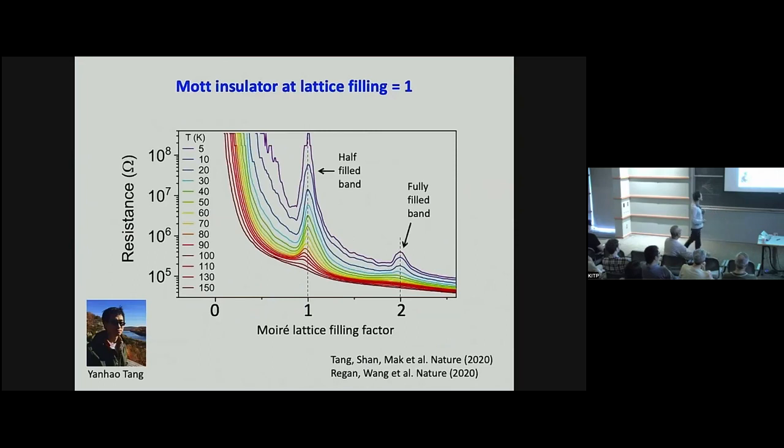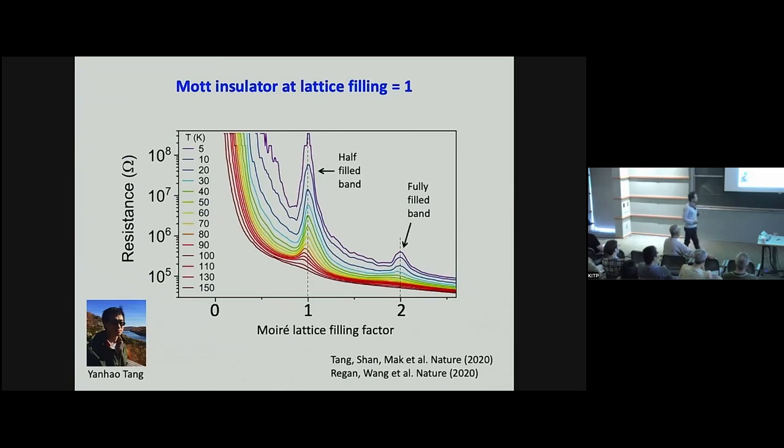And indeed, this is our first experiment together with Feng Wang's group also from Berkeley. We measured the resistance, in this case a two-point resistance measurement, as a function of the filling factor. Let me just be clear with the notation here. Filling factor 1 means 1 electron per Moiré unit cell, 2 is 2 electrons per Moiré unit cell. 2 corresponds to a fully filled Moiré band, and 1 is a half-filled Moiré band. So you can see that there are 2 clear resistance peaks at filling 1 and 2, and way more clear at filling 1.